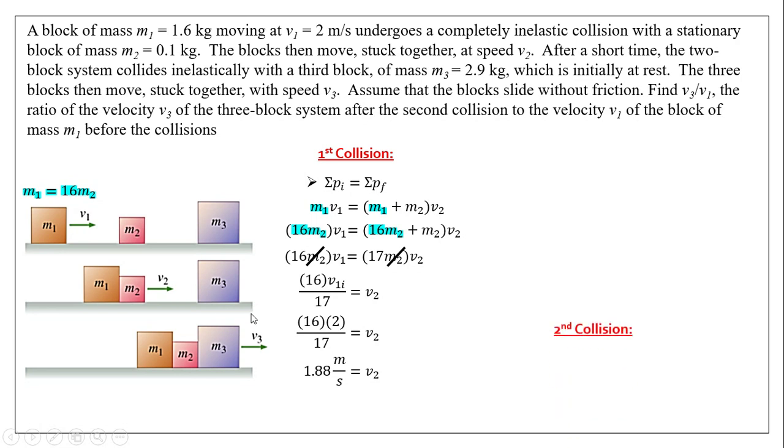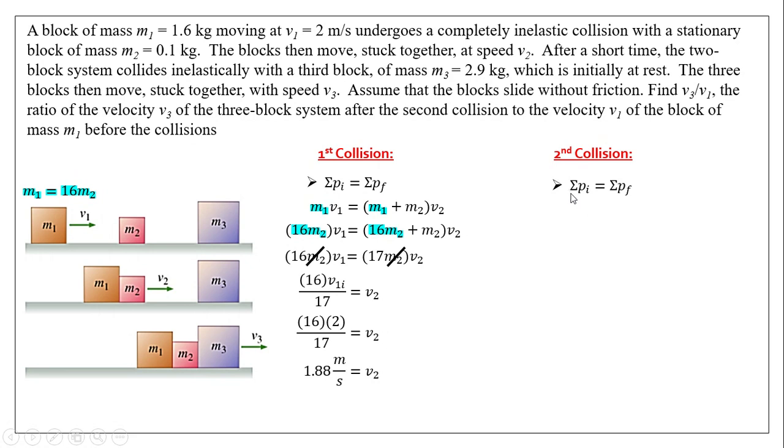Okay. All right. So here's the second collision, and now the system of M1 and M2 with some speed V2 is going to move forward and it's going to collide with M3, and all three will now be stuck together and move off with some speed V3. So this one's pretty easy to do. So I'm going to set up the second collision.